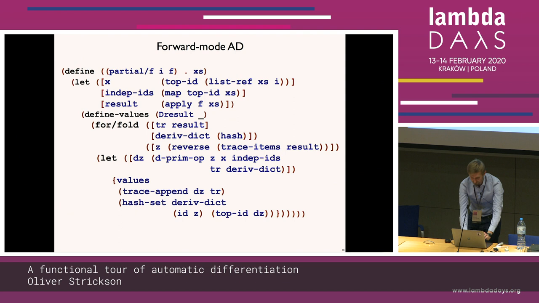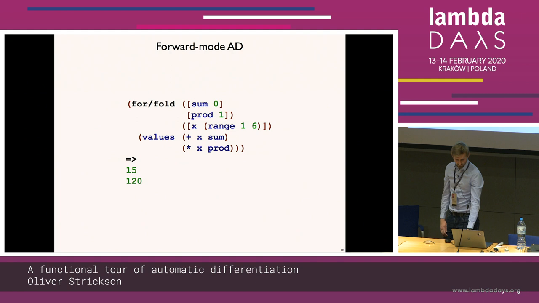So this is the code used to do that. Let's walk through this a line at a time. First of all, the general strategy is this for/fold. for/fold is a useful function in Racket which lets you do arbitrary folds. You pass it some accumulators, in this case I want to find the sum and product, and you pass it some things to iterate over. Then you just return the number of values corresponding to the accumulators. And then I can do folds like that. That's quite neat.